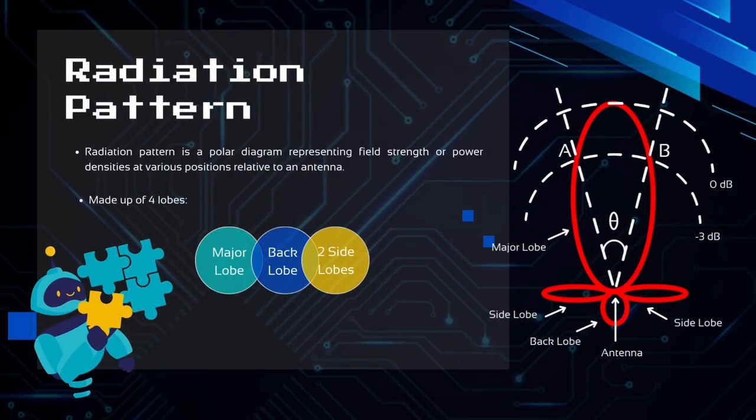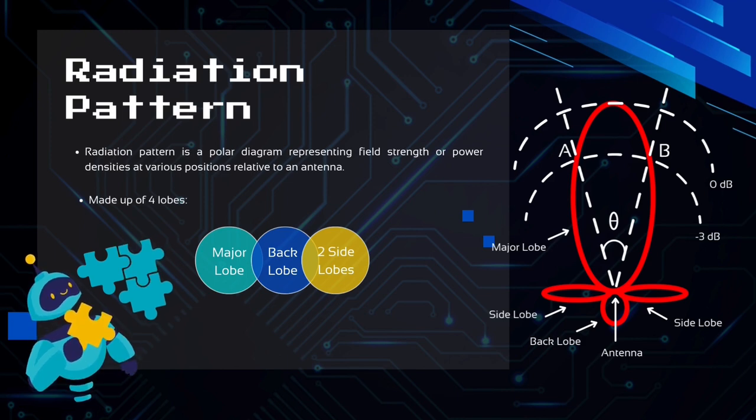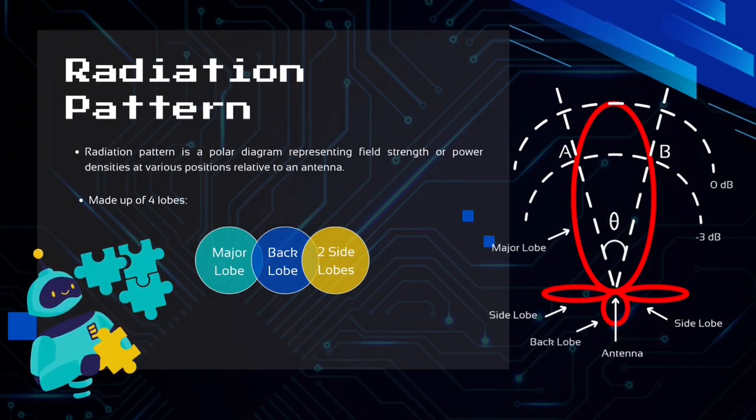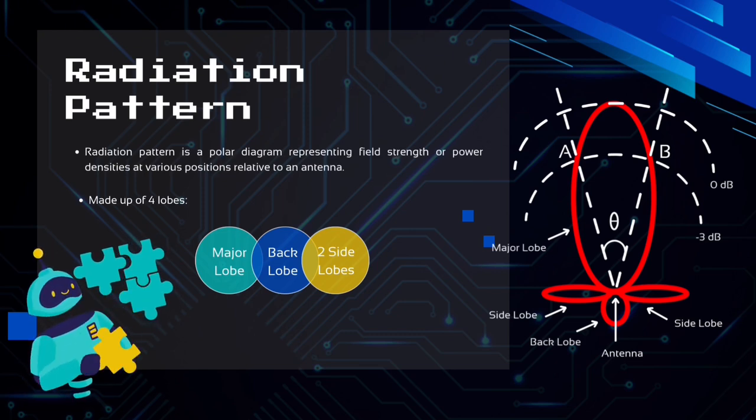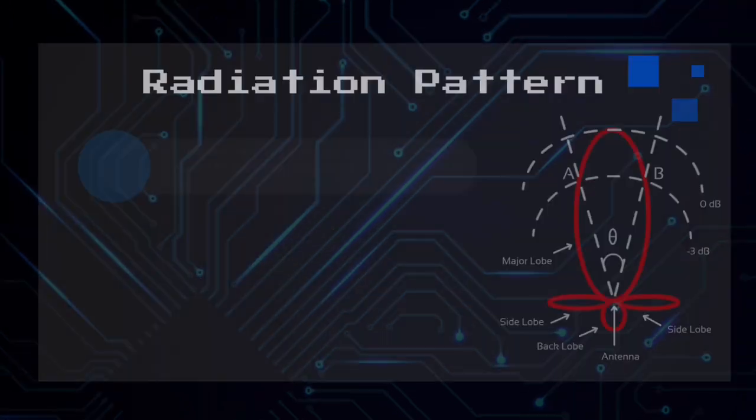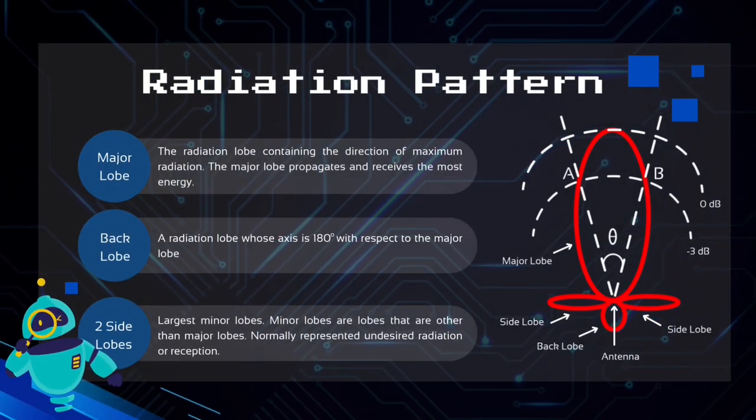Radiation pattern. A radiation pattern is a polar diagram representing field strength or power densities at various positions relative to an antenna, made up of 4 lobes: major lobe, back lobe, and 2 side lobes. The major lobe is the radiation lobe containing the direction of maximum radiation. The major lobe propagates and receives the most energy. The back lobe is the radiation lobe whose axis is 180 degrees with respect to the major lobe. The 2 side lobes are the largest minor lobes. Minor lobes are lobes other than the major lobe, normally representing undesired radiation or reception.